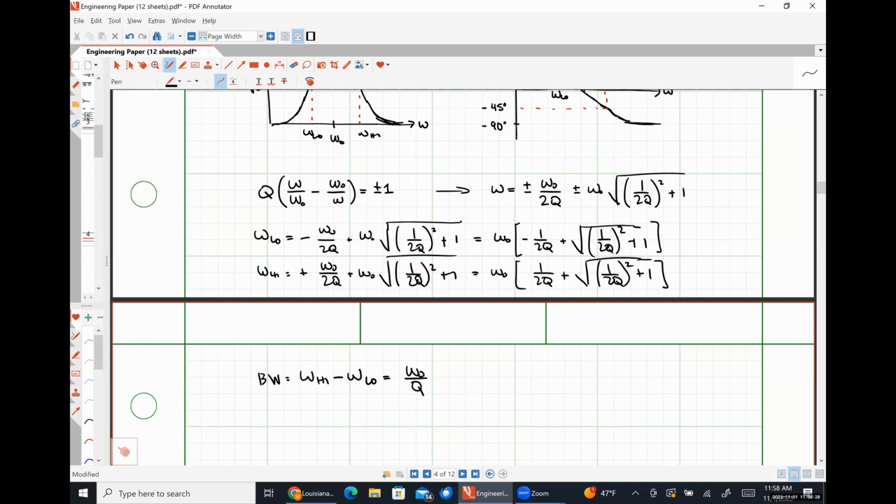What I want to do now is take a look at a couple of numerical examples so that we can see some potential issues we might face when dealing with a resonant series RLC circuit.